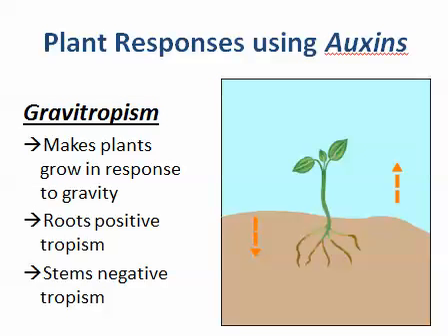Now, gravitropism is a type of tropism or plant response in which the stimulus is gravity. So when you look at a plant, and this is a good picture to display this, the roots grow downward toward gravity, so they exhibit a positive gravitropism. Stems, on the other hand, grow upwards in defiance of gravity, so they're growing against gravity. This is called a negative tropism.